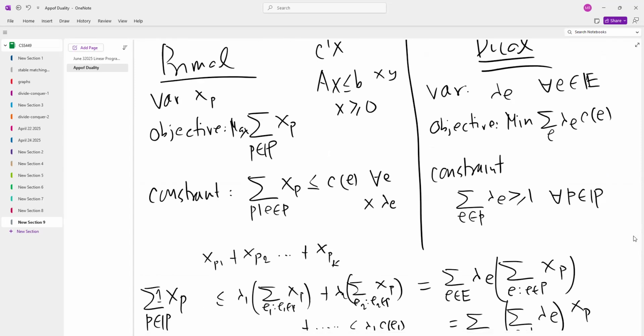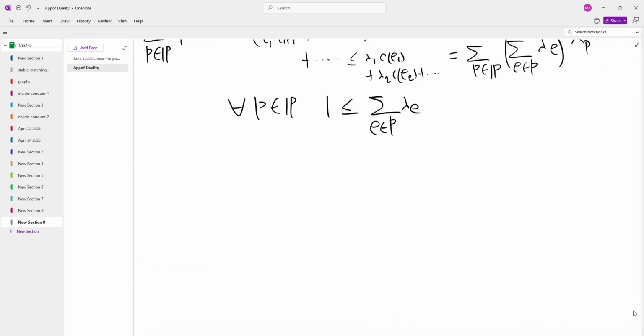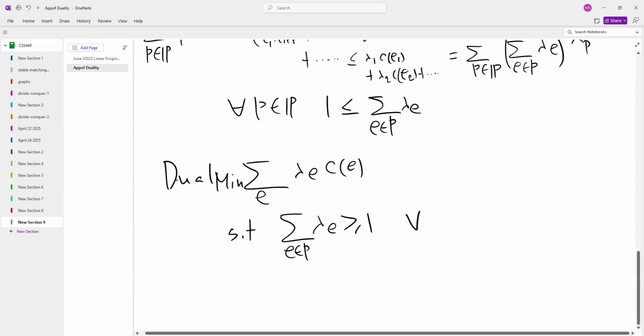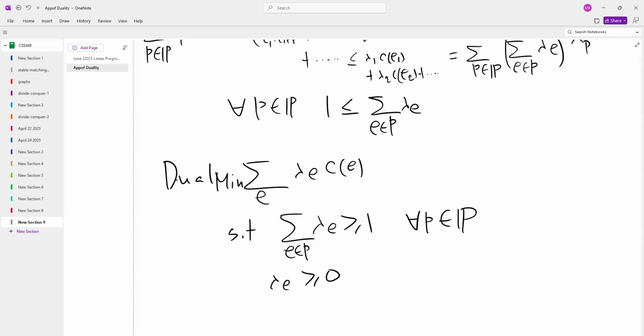And now, so let's write down the dual again. So dual is summation of E, lambda E, C of E, minimized such that summation of E belonging to the path P, lambda E greater or equal to 1 for all paths in the graph, right? And then these lambda E's, I want them to be greater than or equal to 0. Okay, that's my dual.